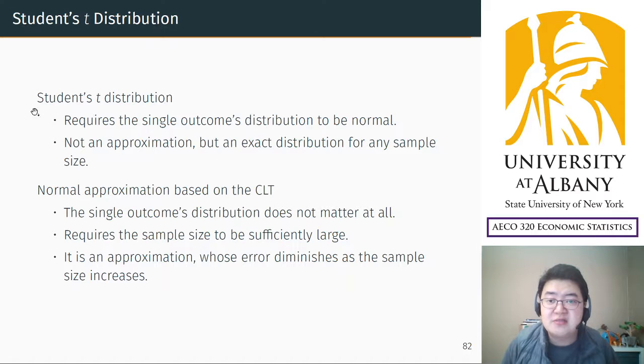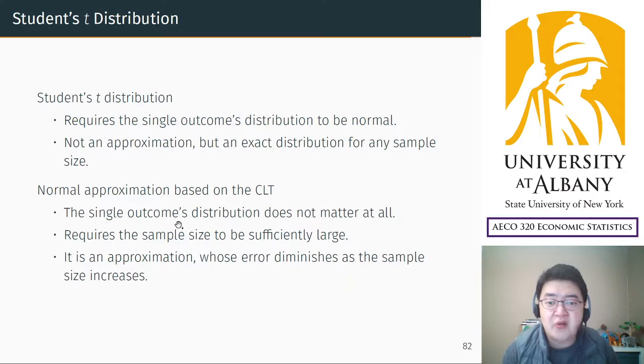That's the major difference, I think. But another difference here is students' t distribution is not an approximation, but it is an exact distribution for any sample size. It works for any sample size, even if the sample size is very small, as long as the underlying distribution is normal. Still, it's very strong. So, under very strong assumptions, students' t distribution obtains a strong result. But that means it lacks wide applicability. On the other hand, what I use is normal approximation based on the central limit theorem. So mine is an approximation, not an exact analysis.